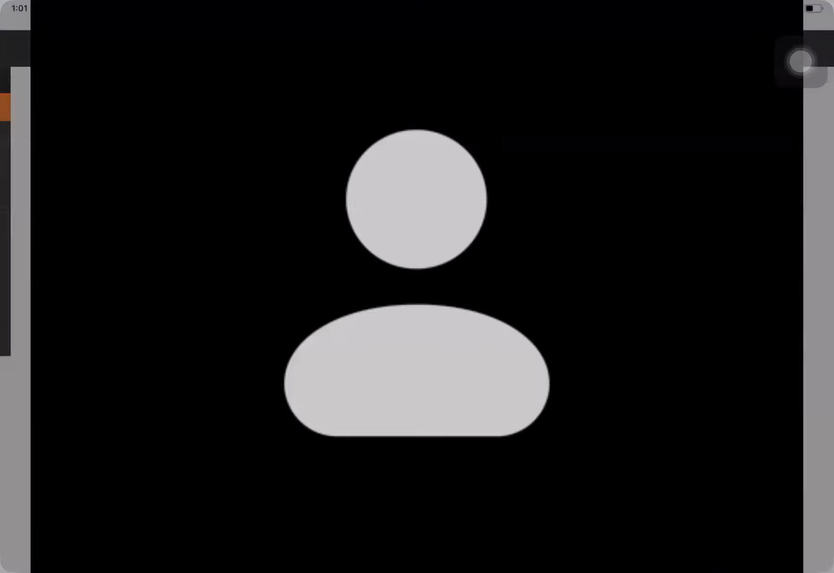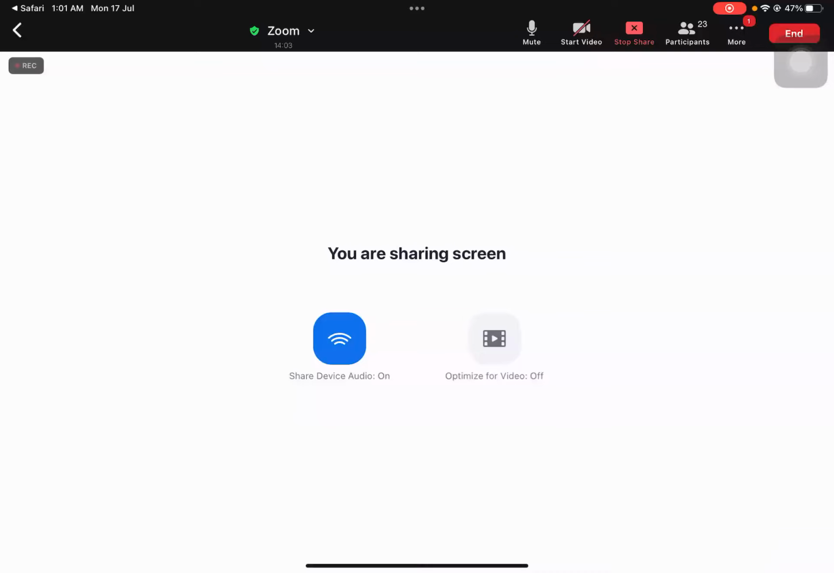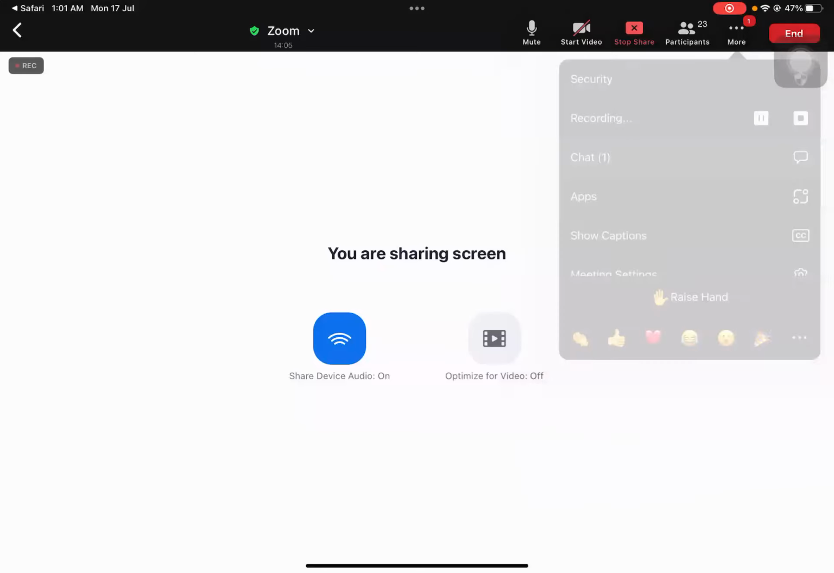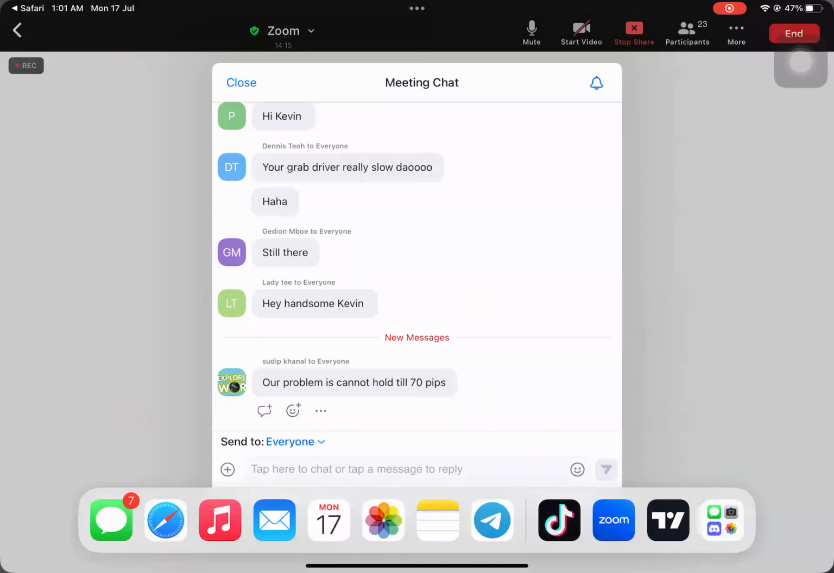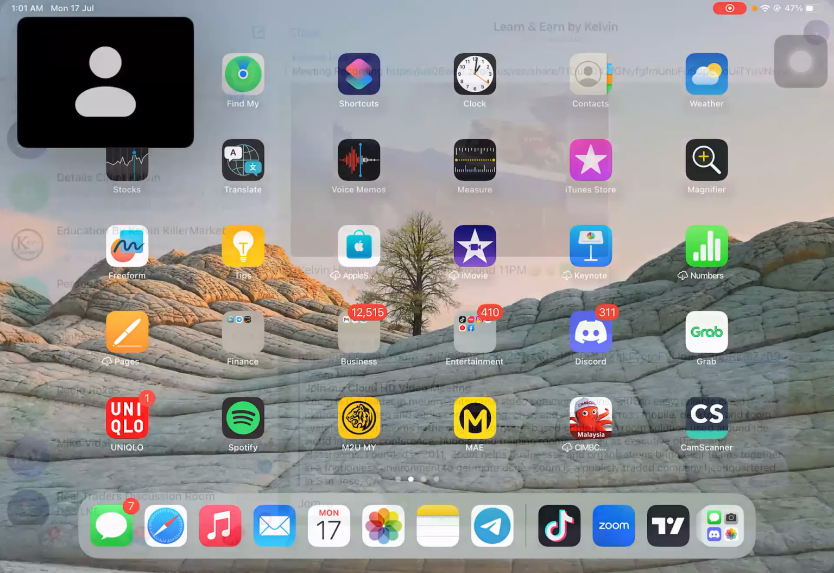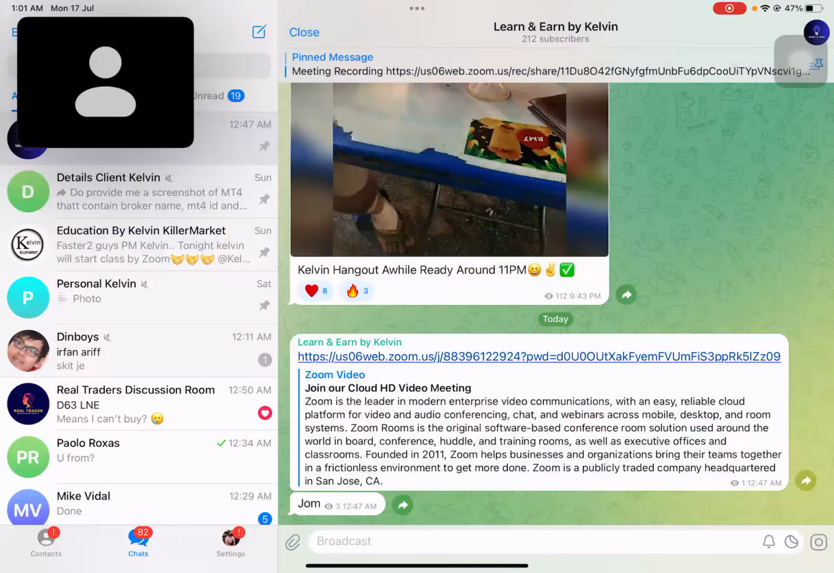So I will review a question right now. If you've got any questions, you can just comment right now in the chat. One question: our problem is we hold until 70 pips. Why can you not hold until 50 pips? Our maximum risk will be 50 pips. You check on the Learn and Earn. Let's check on the Learn and Earn.